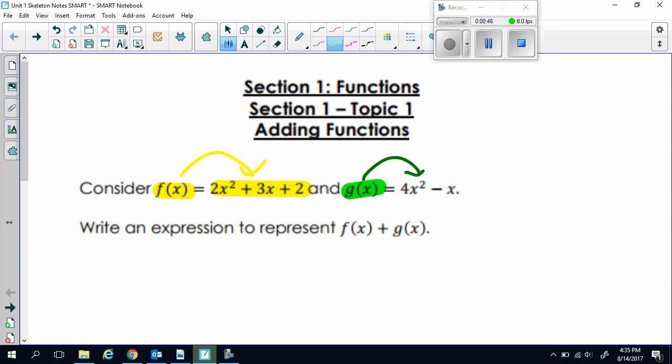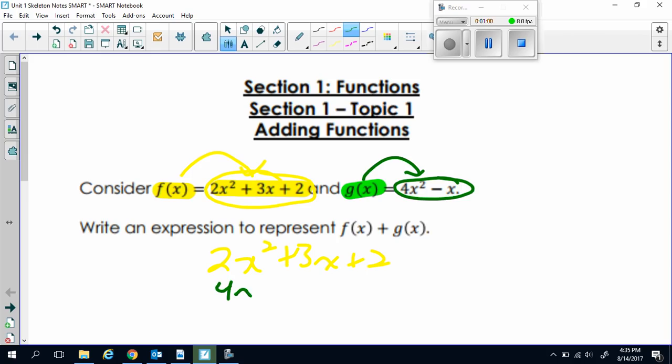So basically it wants me to take all of this right here, this 2x squared plus 3x plus 2. And it wants me to add it to this g of x, which is 4x squared minus x. Notice I lined up my like terms. Remember, like terms, the same letter, same number, same exponents. Okay. So it wants me to take these two functions and add them together.